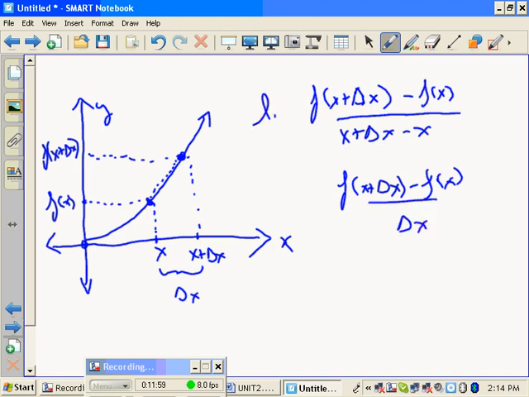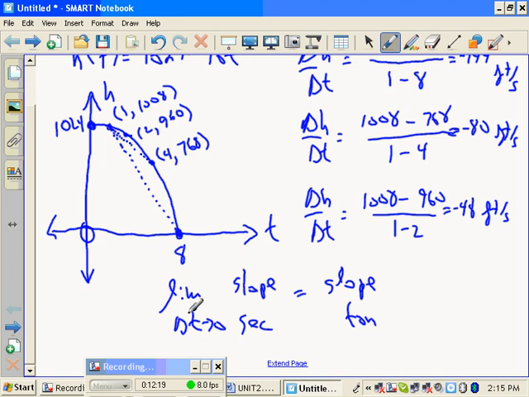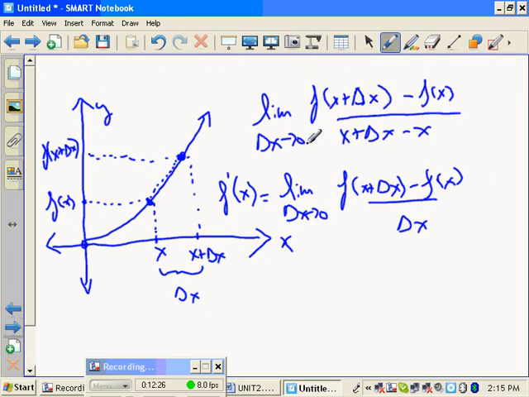And we said that the limit as delta x goes to 0 is the derivative, the slope of the tangent line. Okay? That's the definition of the derivative. That's f prime at x. Notice all I'm doing is fleshing out what this is. The limit as delta x goes to 0 of the slope of the secant line. It's the same thing.